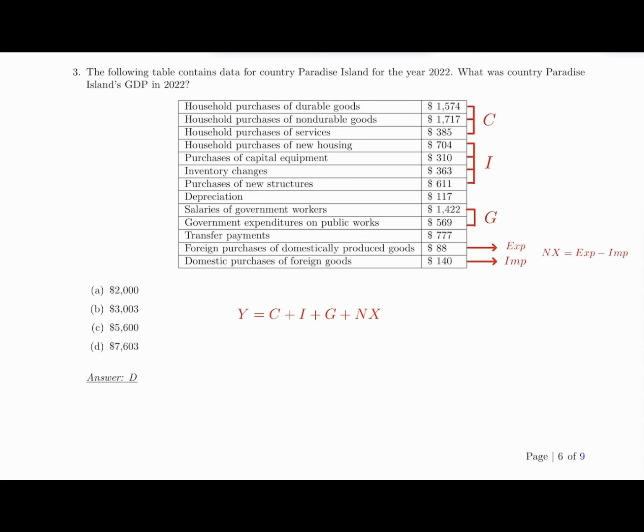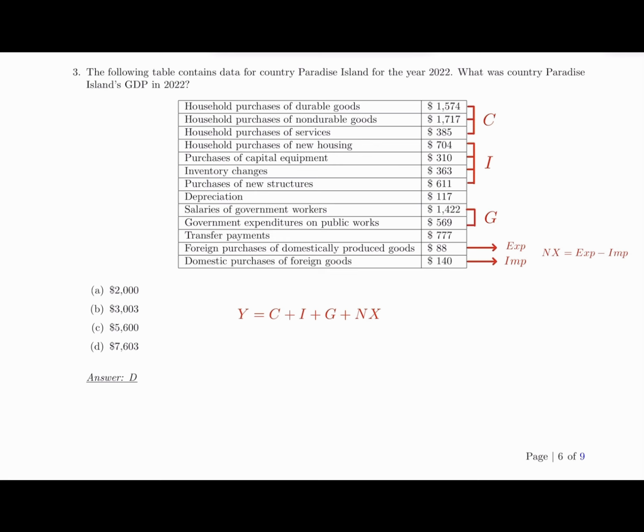Question number 3. To answer this question, you should label each transaction as a component of GDP, noting that depreciation and transfer payments are not part of GDP. Once you do that, you can add up all of the components to define GDP. In the exam, I may give the same data but ask you to define each of the components of GDP, such as C, I, G, and NX. Here the answer is D.